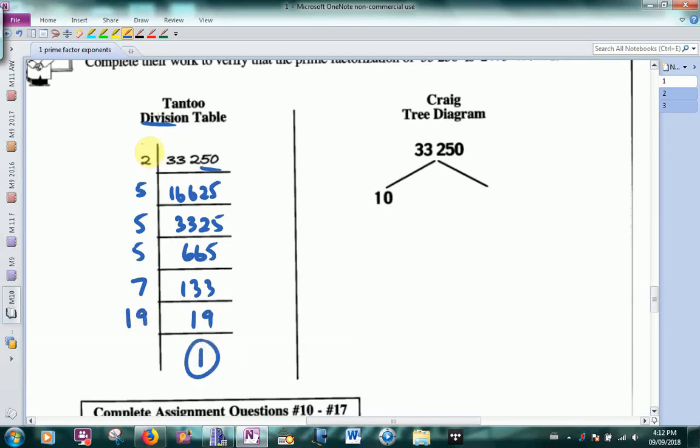Okay? So this is the answer. 33,250 is a product of 19, 7, 5, 5, 5, and 2. Okay? So if I do the tree, I better get these same numbers or I did something wrong. They're leading us into Craig's solution here. He wants to take a 10 out. Awesome idea. But don't leave it like that. That's not correct because this isn't a prime. You got to keep going until they're all primes.